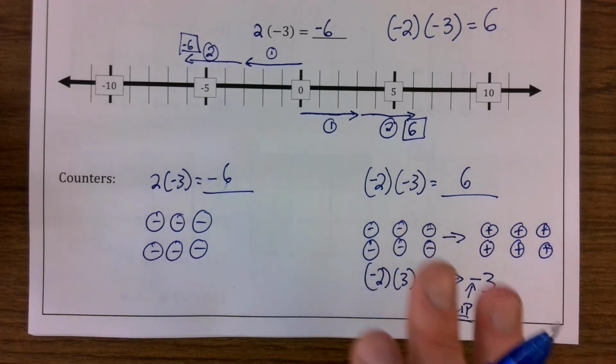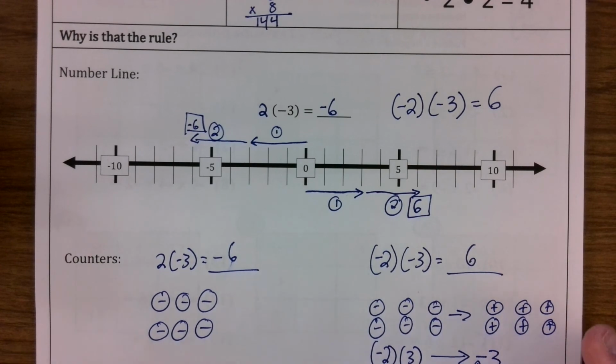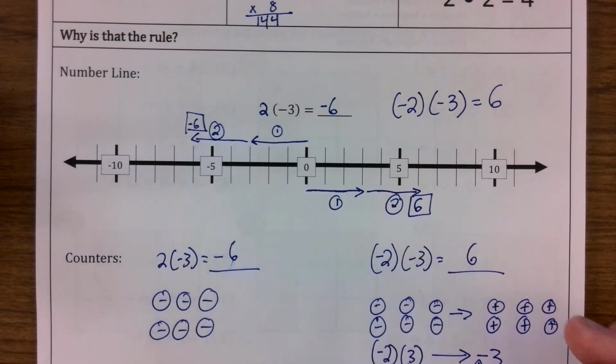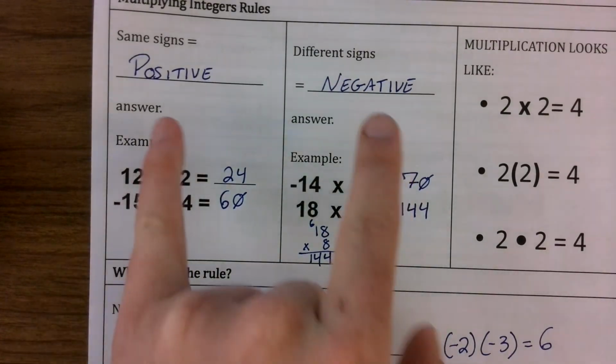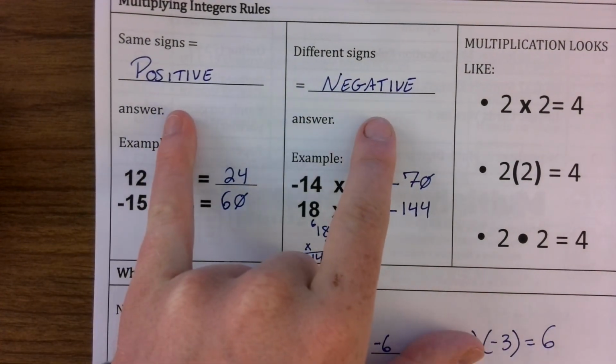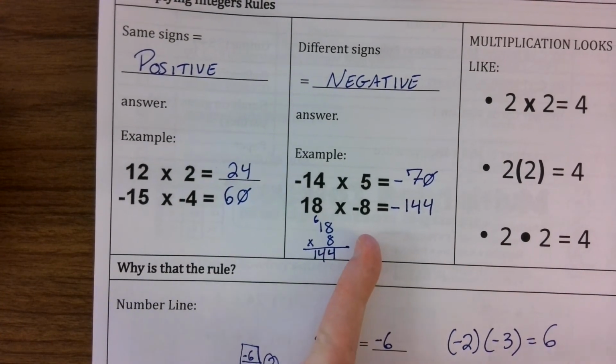Now, when we get into counters and multiplication, this part, this number line and counters, can feel pretty messy. You're not really going to use a number line to show multiplication very often. My recommendation is that you focus on this. If you can memorize these rules, same signs positive, different signs negative, you'll do just fine.